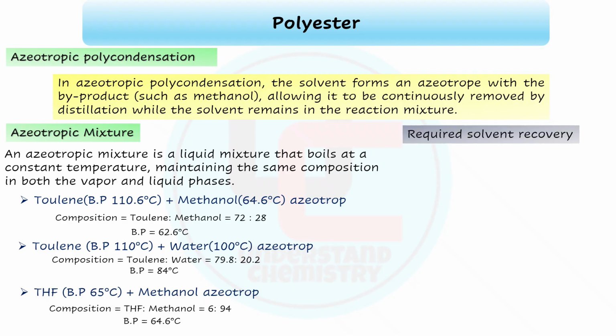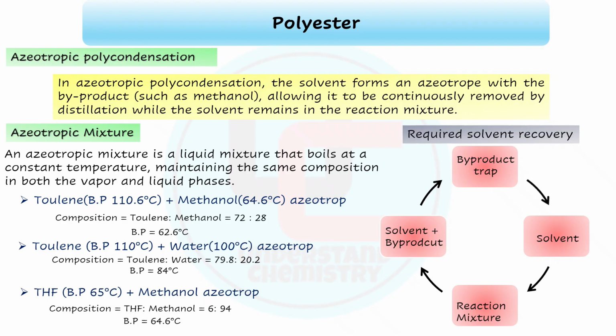The key step in removing the side product by azeotropic distillation is solvent recovery. Let me explain how to remove the byproduct and recover the solvent. First, the reaction mixture is heated to the boiling point. The vapor that condenses is a mixture of both the solvent and the byproduct. Active molecular sieves are then used to trap the byproduct selectively, thereby separating it from the solvent. The purified solvent is subsequently returned to the reaction mixture.